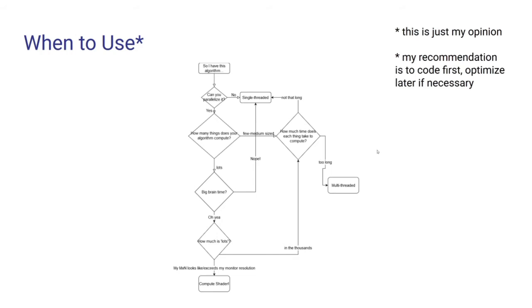And of course, you shouldn't waste your time optimizing code when you could be building more game. So only optimize if you truly have to. But can you parallelize it? No, it's inherently single-threaded. Can you? Yes. Then how much is there? If it's just a few to a medium size, it's not worth the cost. It's not worth the headache, especially. That's what this big brain time thing is for. Sometimes it's just not worth it. So just don't do it.